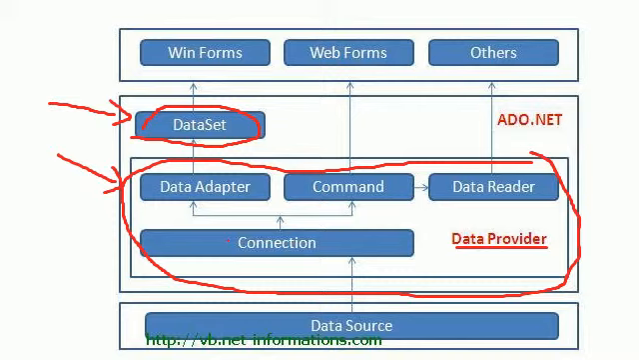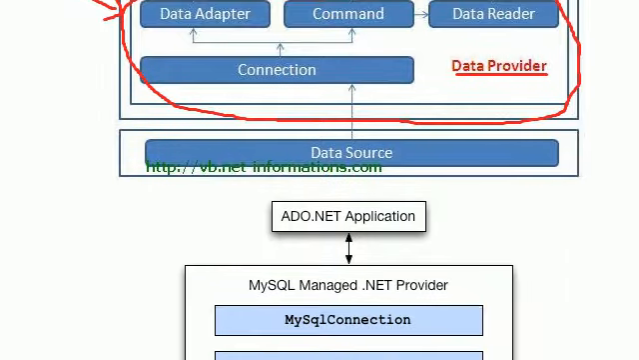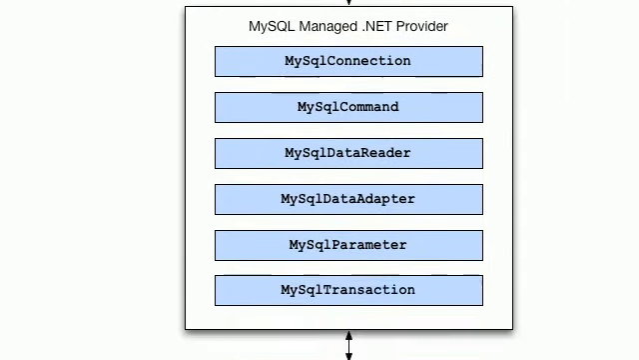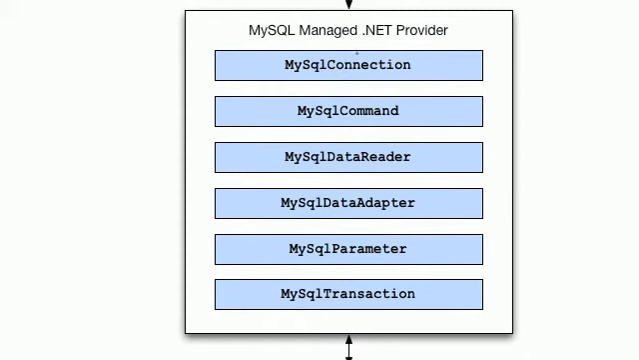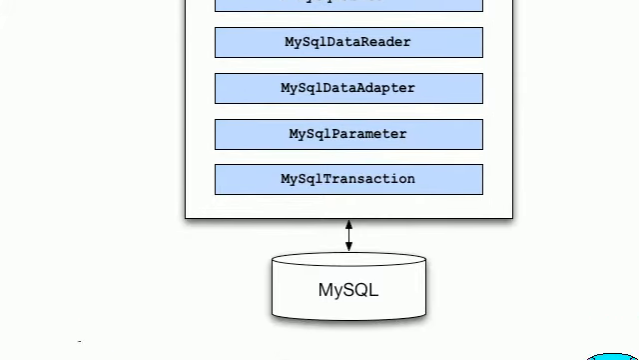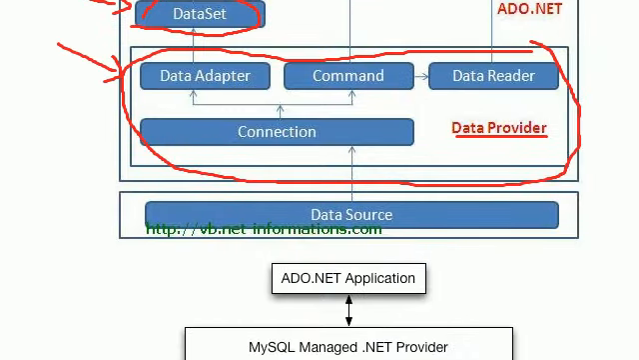After the data provider, we have the dataset, as you can see here. Let's take an example of a data provider. We have this application, the MySQL managed .NET provider. You can see it has a MySQL connection, a command, a data reader, an adapter, a parameter, and a transaction, and all these are connected to the database.